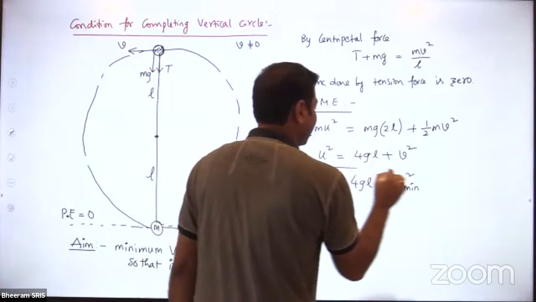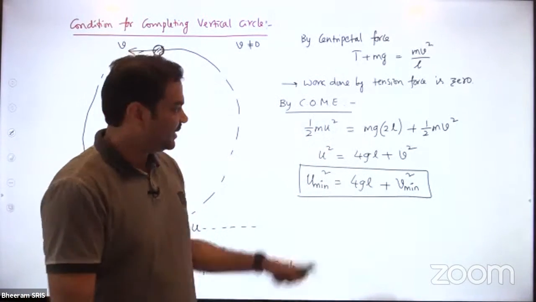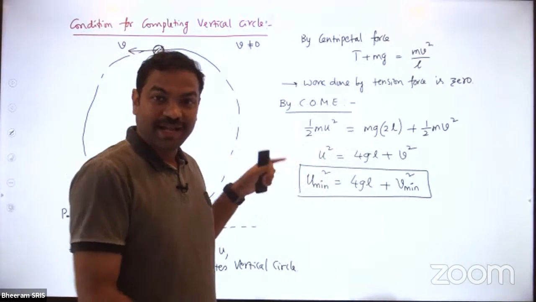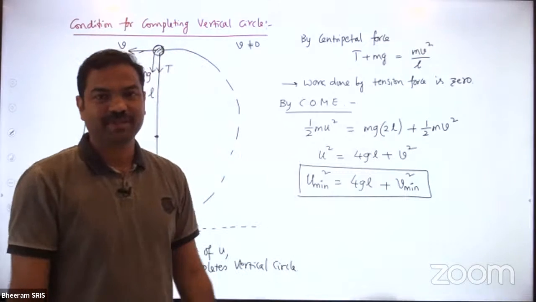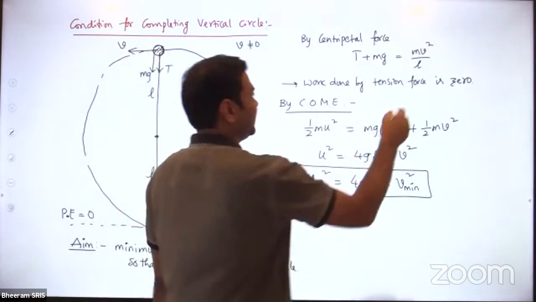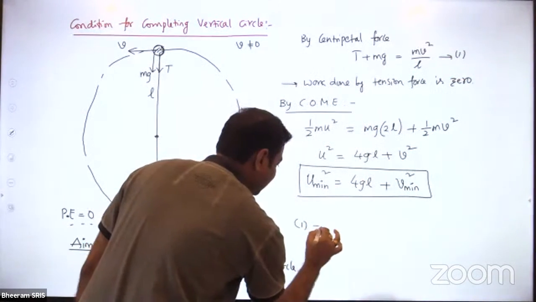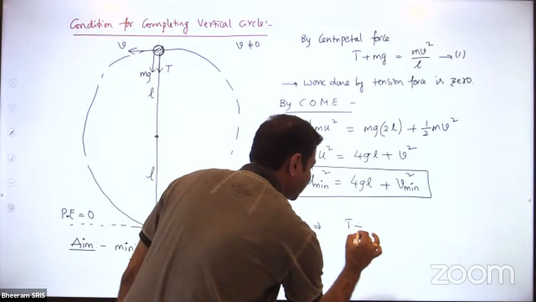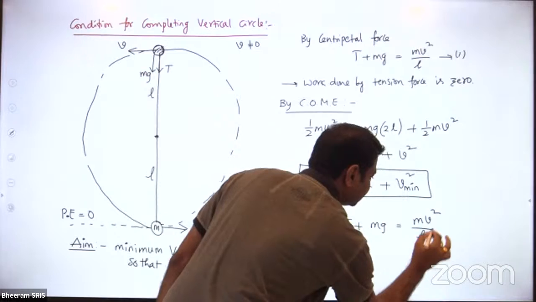Okay. So this is the one logical relation I got. I told you that logical relation. Why? This is the actual relation. As we are applying the logic of minimum, we are getting this logical relation. Got it? Next, I want to find out the v minimum value. For that, I'm taking the first equation. What is the first equation? T plus mg is equal to mv square by L.